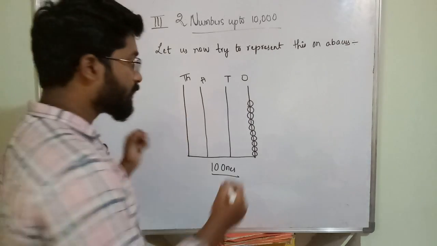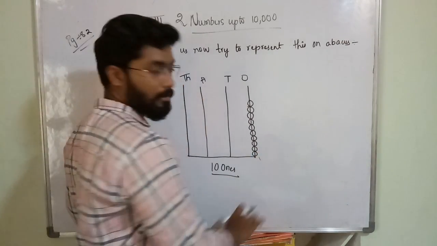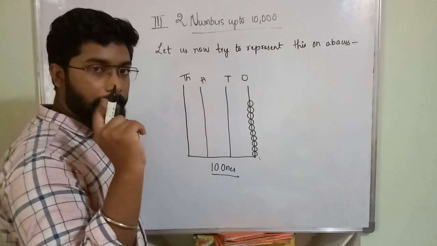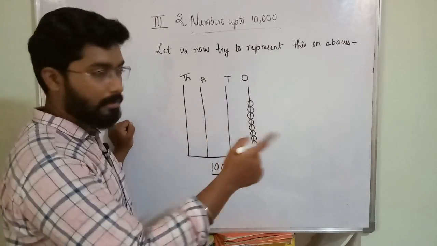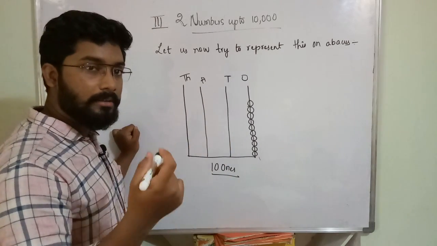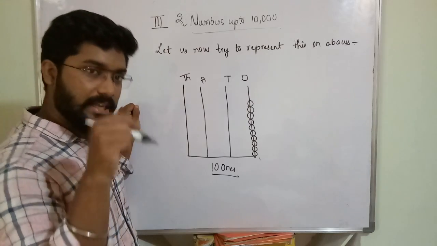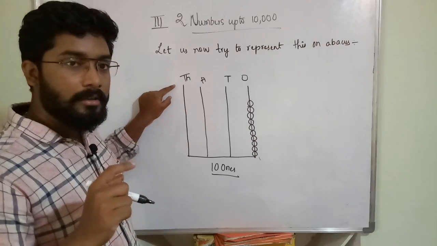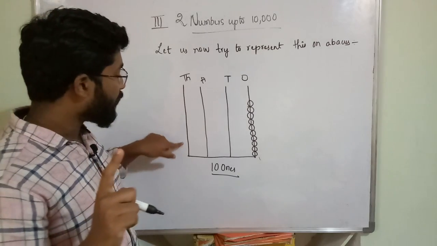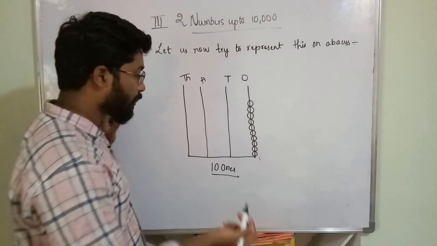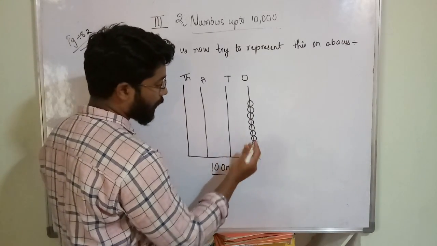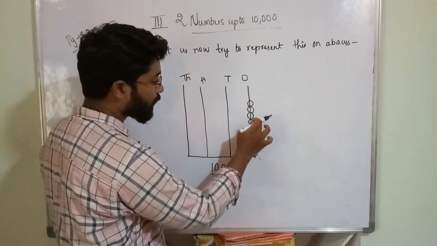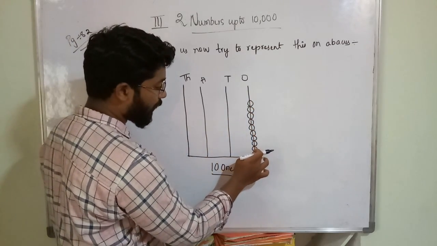In the ones rod, each bead value is how much? 1. Each bead value in the ones rod is 1. In the tens rod, each bead value is 10. In the hundreds rod, each bead value is 100. In the thousands rod, a single bead value is 1000. Like that you should remember. So here I am placing 10 beads in the ones rod, no? 1, 2, 3, 4, 5, 6, 7, 8, 9, 10. Okay.